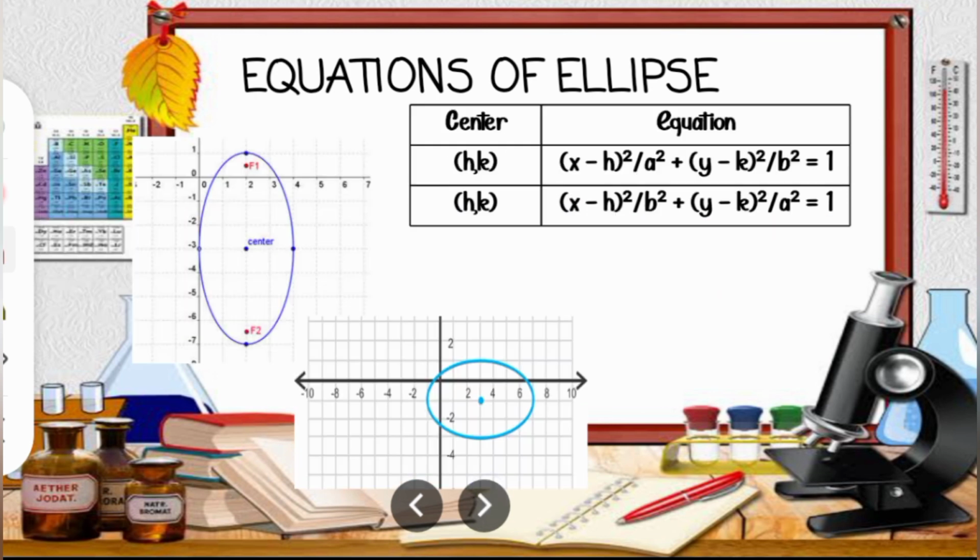And then the last two equations of an ellipse have the center at h, k. The first one is the quantity x minus h squared over a squared plus the quantity y minus k squared over b squared equals 1. And the last one, centered at h, k, is the quantity x minus h squared over b squared plus the quantity y minus k squared over a squared. So those are the four equations of an ellipse.